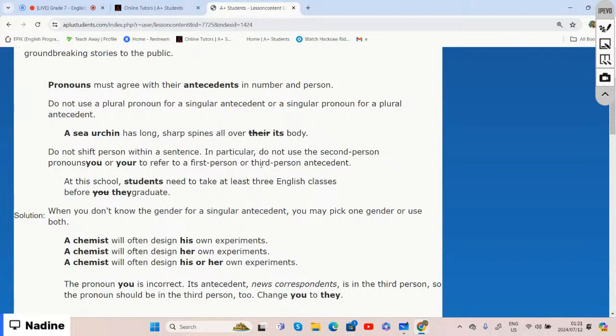So let's say, for example, if we're talking about the students, then we're talking about their. If we're talking about a boy, we talk about him or his. We talk about the girl, then we're talking about her, right? So your antecedent, right, needs to agree with the pronoun. And we said that we shouldn't use a plural pronoun for a singular antecedent, or we shouldn't use a singular pronoun for a plural antecedent.